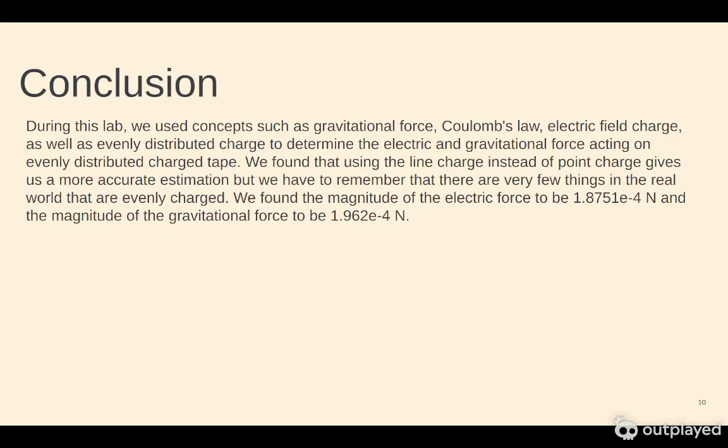In conclusion, during this lab, we used concepts such as gravitational force, Coulomb's law, electric field charge, as well as evenly distributed charge to determine the electrical and gravitational force acting on evenly distributed tape. We found that using the line charge instead of point charge gave us a more accurate estimation, but we have to remember that there are very few things in the real world that are evenly charged. We found the magnitude of the electric force to be 1.875 e to the negative 4th newtons, and the magnitude of the gravitational force to be 1.962 e to the negative 4th newtons.